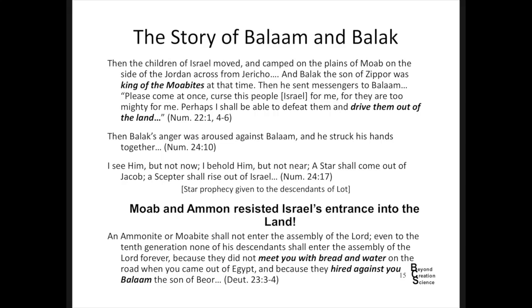An Ammonite or Moabite shall not enter the assembly of the Lord, even to the 10th generation. None of his descendants shall enter the assembly of the Lord forever, because they did not meet you with bread and water on the road when you came out of Egypt, and because they hired against you Balaam, the son of Beor. Ammon and Moab were cursed because of their failure of hospitality. They selfishly tried to bar the children of Israel from their own lawful promised land. And they did other things too in the history of Israel.